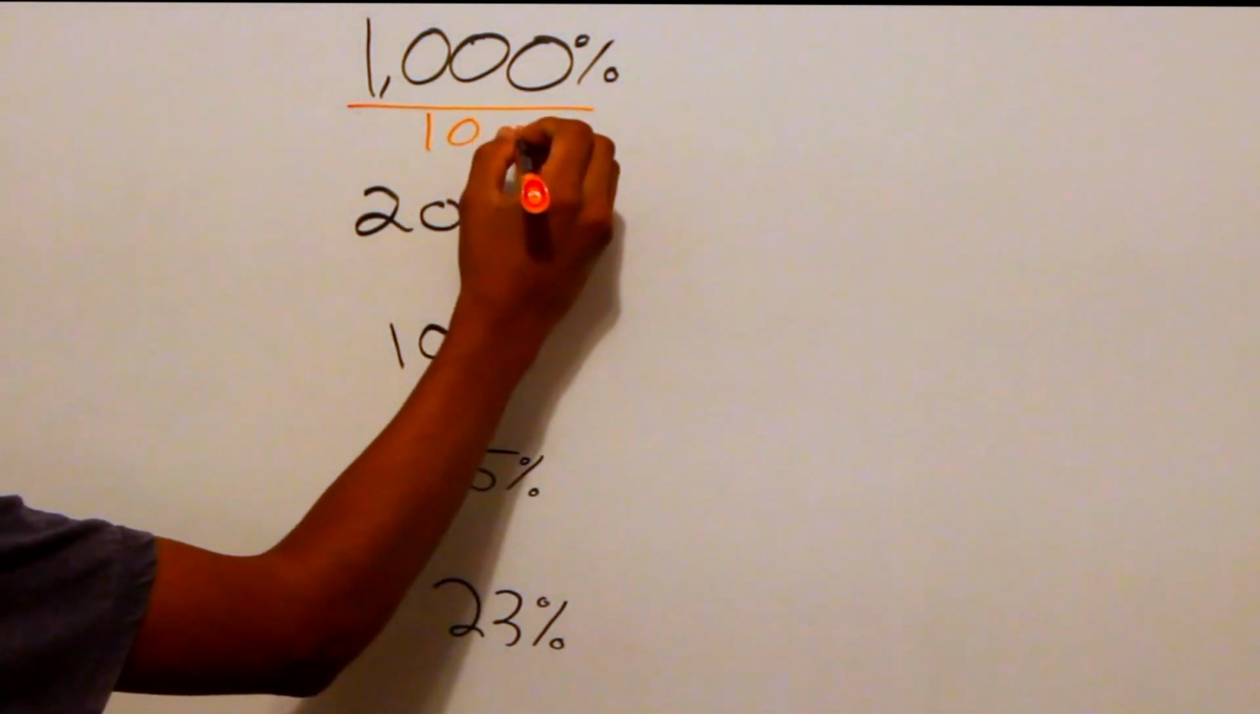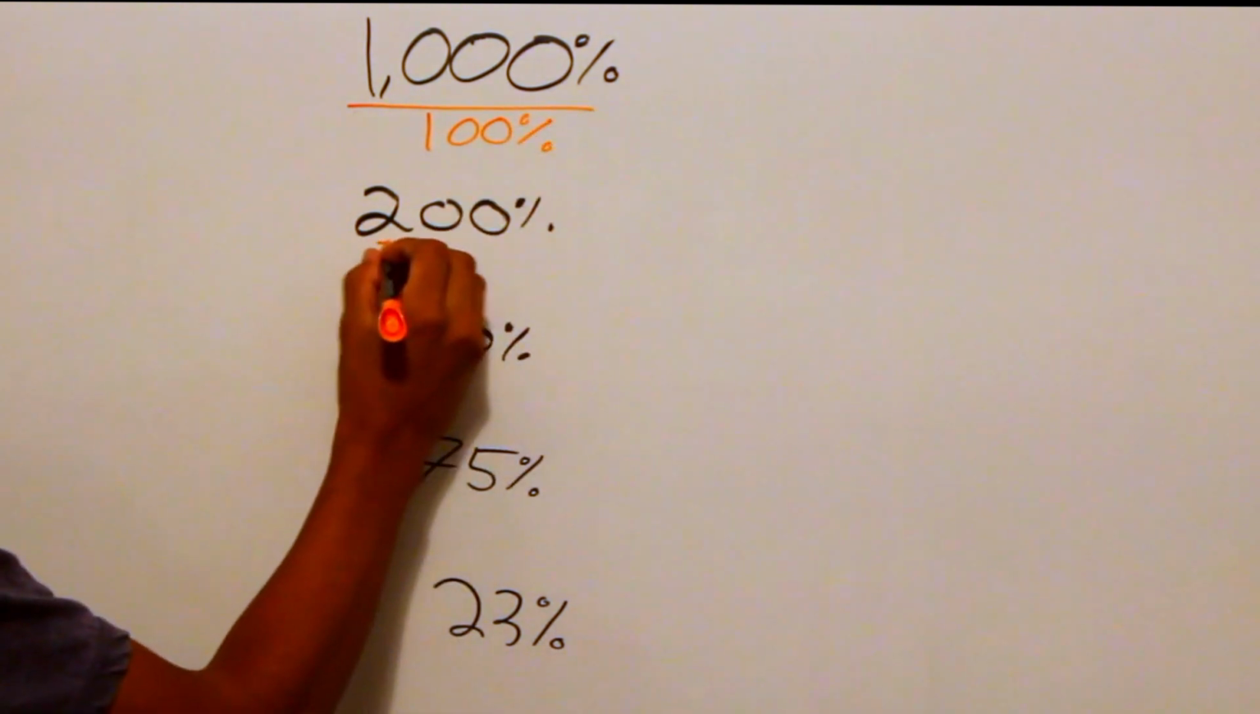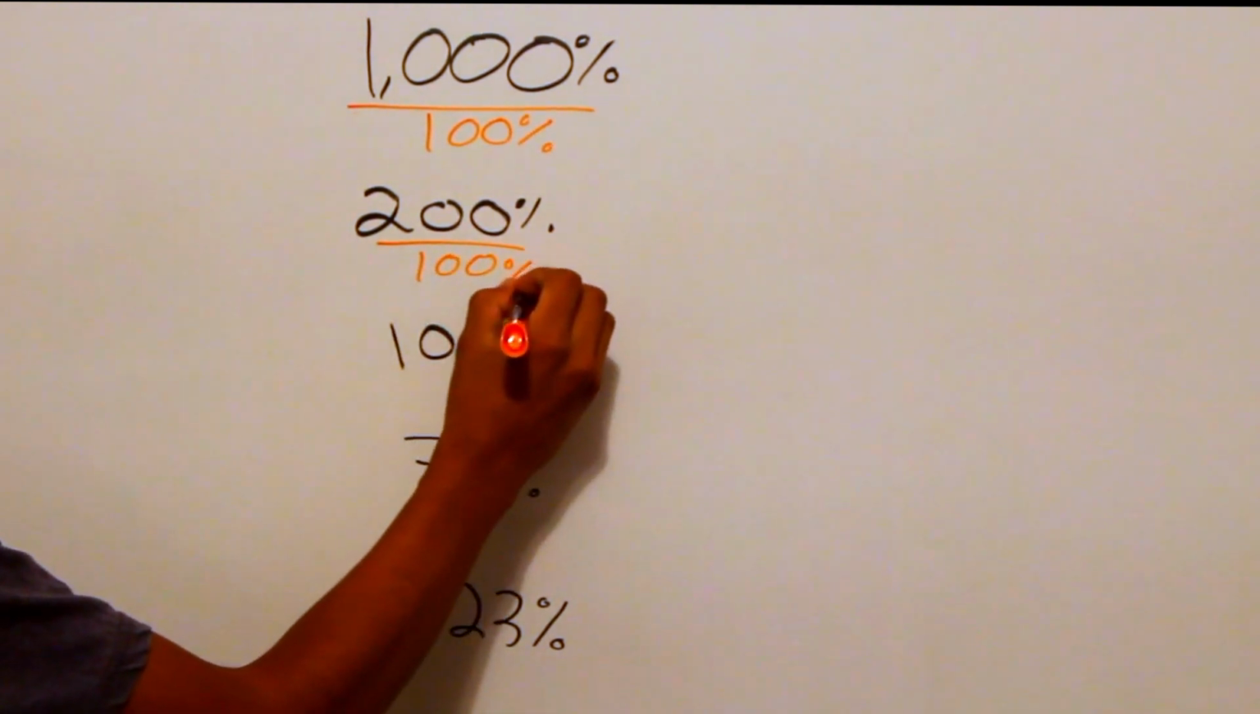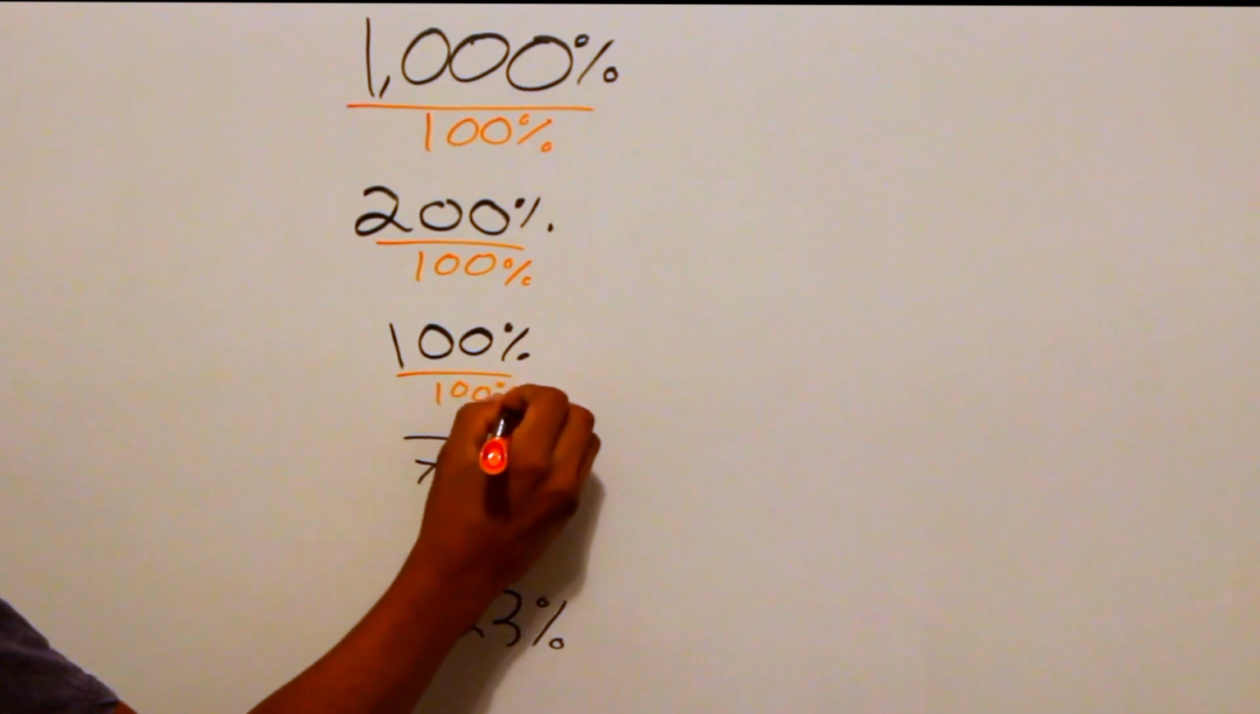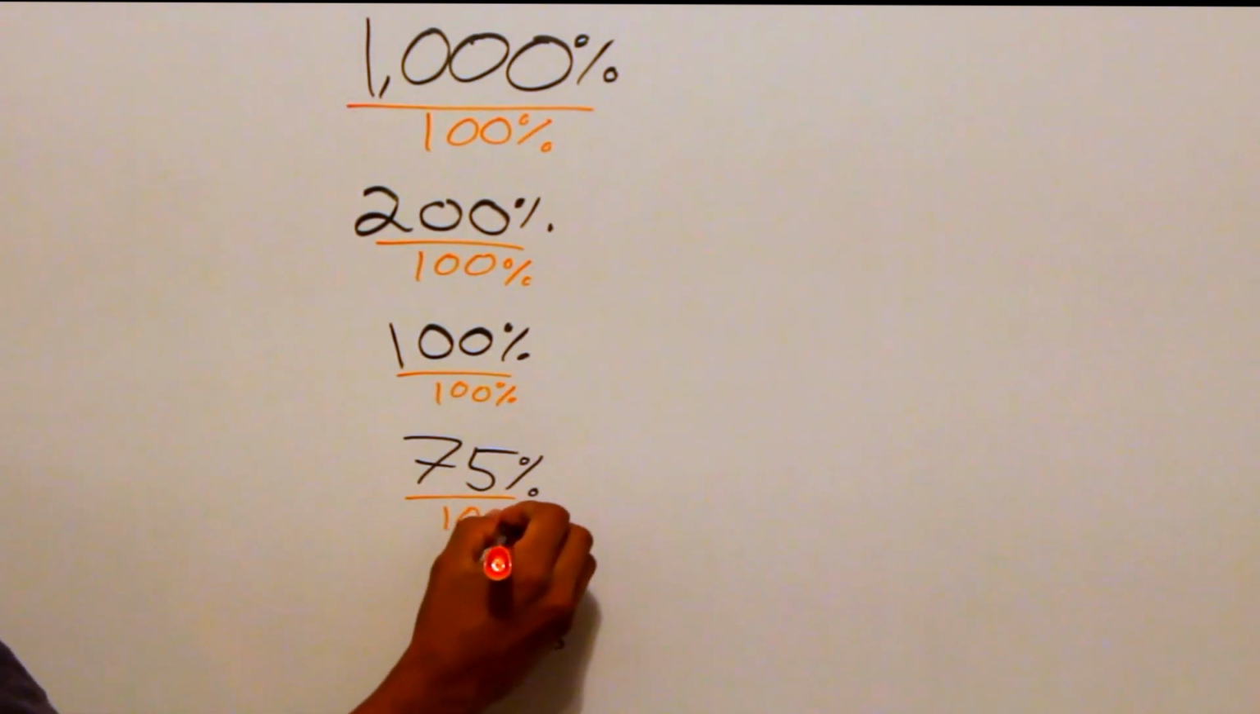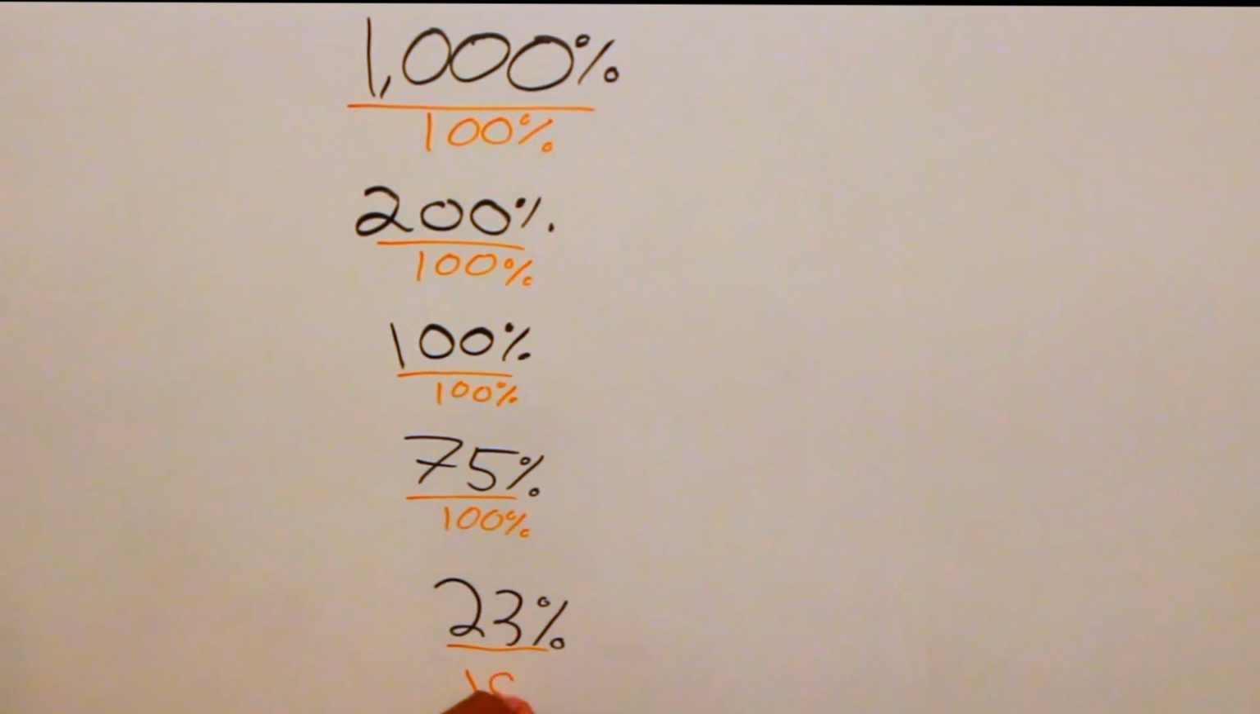In this lesson, we will learn how to convert between percentage and decimal. Here we have 5 different percentages. To convert these percentages to decimal numbers, we will divide each percentage by 100%.